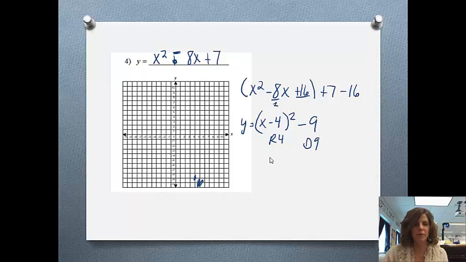I'll label it vertex. And then once again, we want to find that 0 point. So if I plug 0 in here, 0 minus 4 is negative 4. Negative 4 squared is 16. 16 minus 9 is 7. So I'm going to go to 0, 7 and put a point there. So I'm going to start at the vertex, and I'm going to go through that one. It's going to curve up nicely, and then we'll just try to mirror it going the other way. So that is how you graph a parabola or a quadratic function that is in standard form.